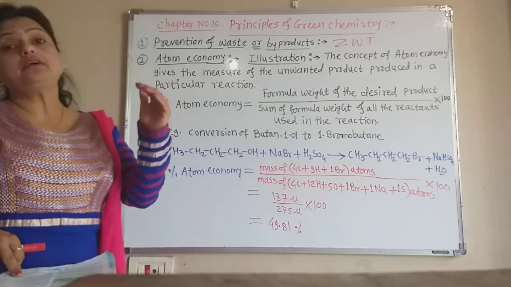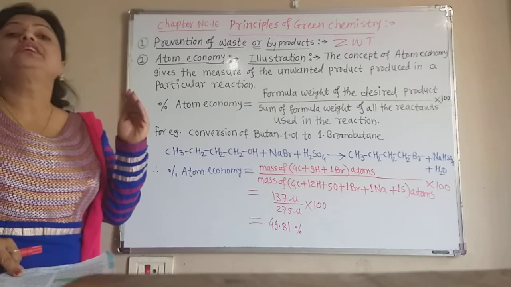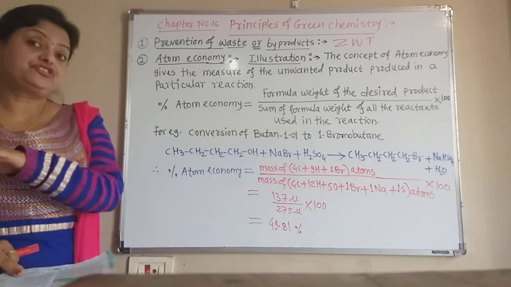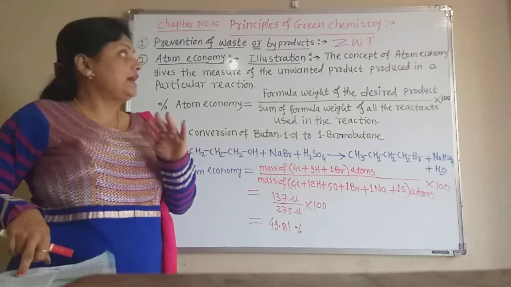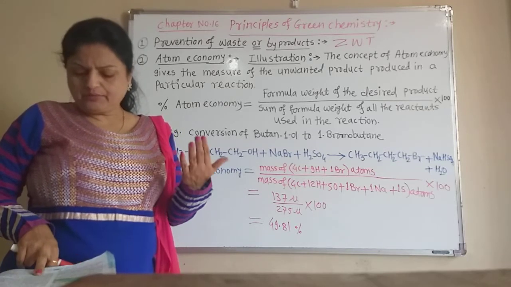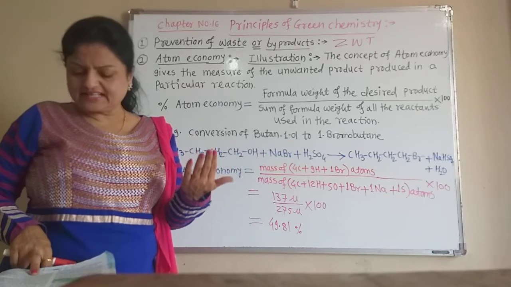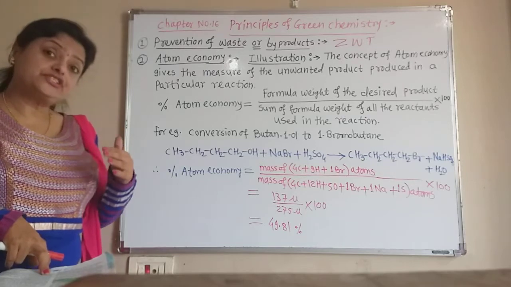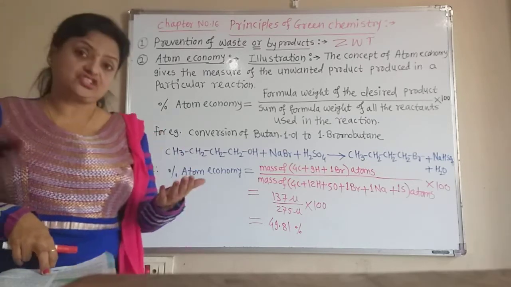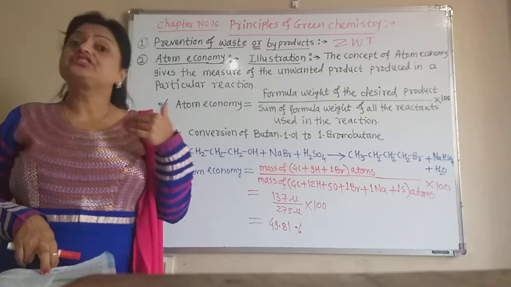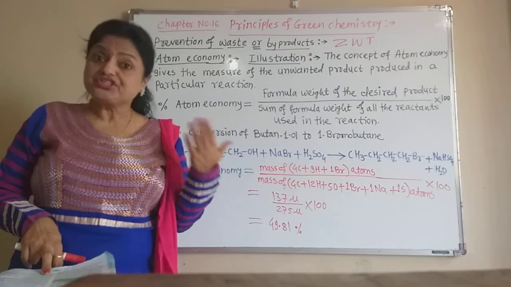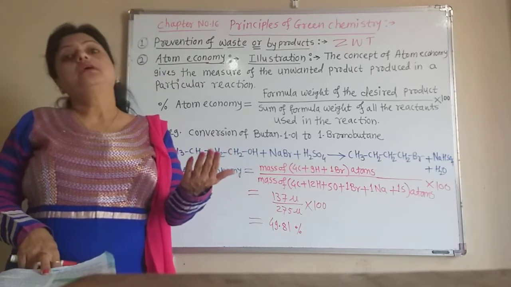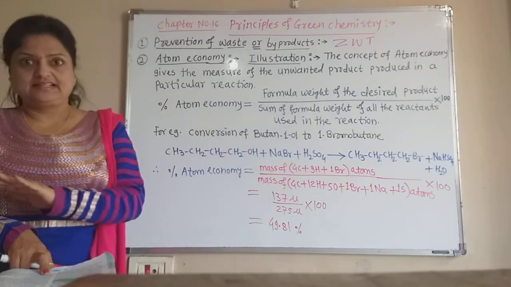That means, how many atoms are there in the starting material and how many of those atoms will be useful in the product that is generated, and that is given by the atom economy. Now good atom economy means most of the atoms of the reactants are incorporated in the desired products. What is good atom economy? The reactants we use to produce the products must have their maximum atoms taken into the products. That is the atom economy.